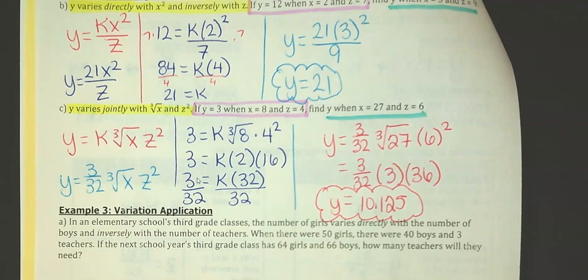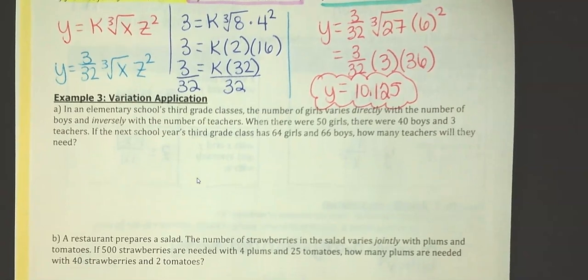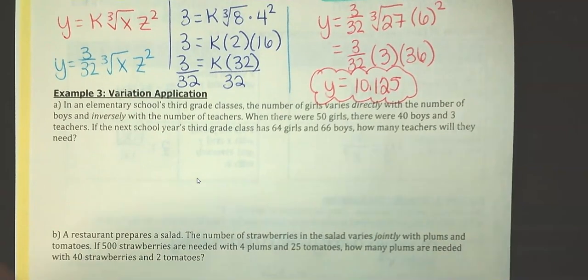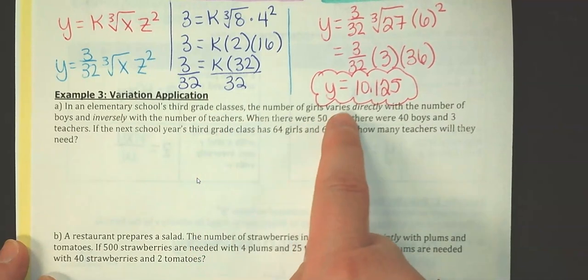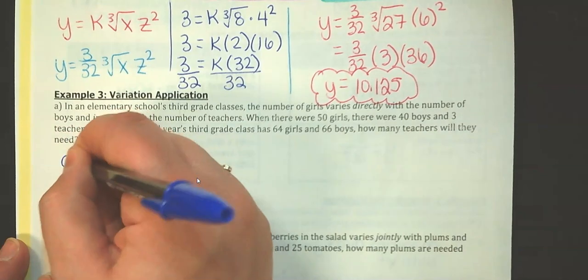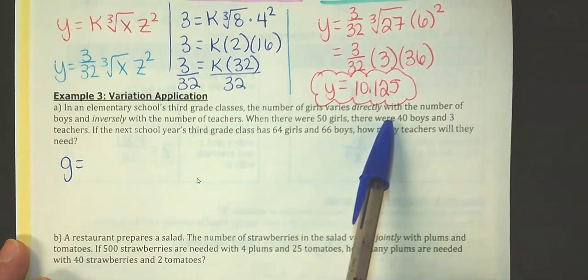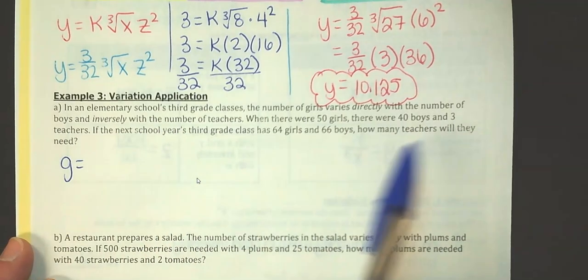Okay, now the rest of these are similar, but we're going to set it up from a word problem instead of kind of being a little bit more straightforward than the example we just did. Okay, so this one says, in an elementary school's 3rd grade class, number of girls, so let me just use a G, varies directly with the number of boys and inversely with the number of teachers.